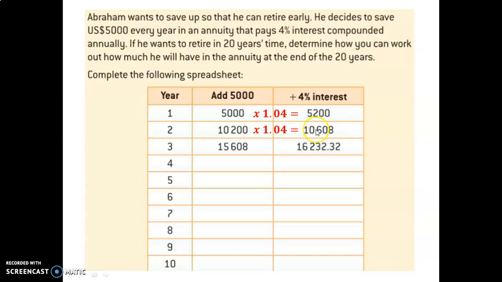Next year, he begins with that amount and adds 5,000. Therefore, he has this amount. Multiply by 1.04 again. He gets this amount. Keep this going. Multiply it out. Do it in your notebook.